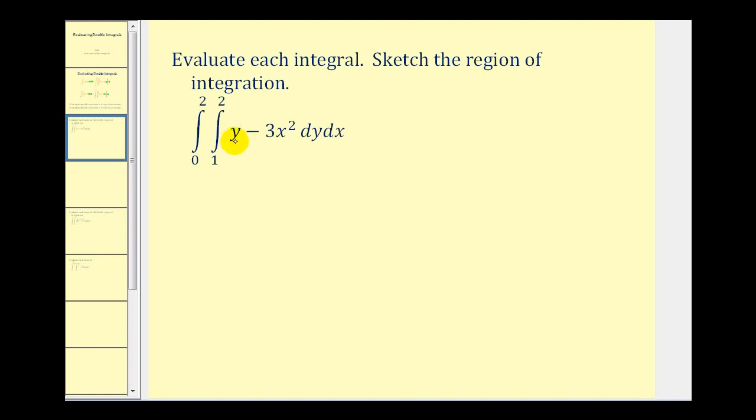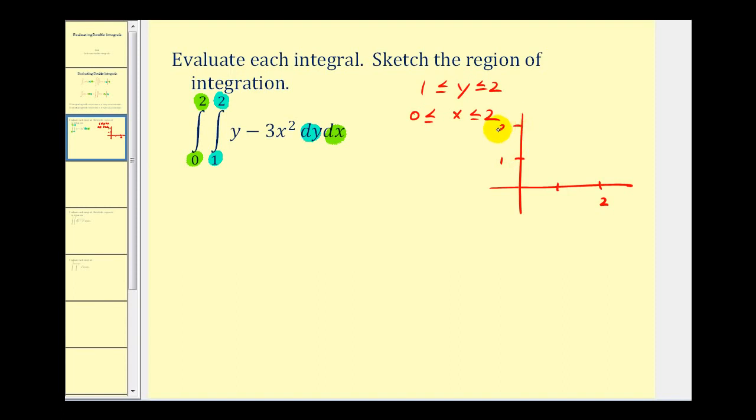So since we're first integrating with respect to y, y will be on the closed interval from 1 to 2, and x will be on the interval from 0 to 2. Let's go ahead and sketch this region. x is between 0 and 2, and y is between 1 and 2. So we would have the rectangular region that looks like this. This is our region of integration.